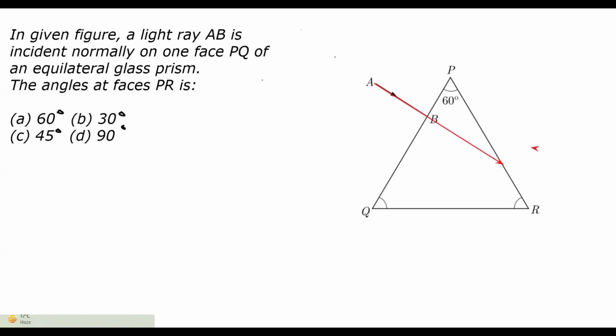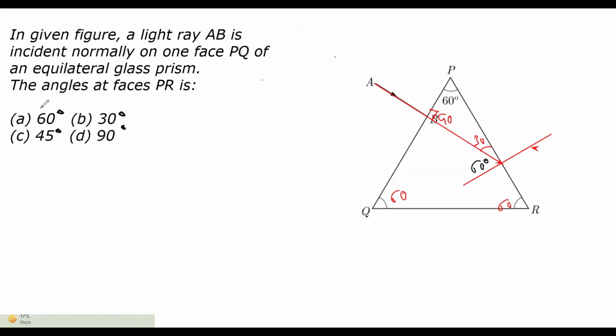And if I write down the other angles that we know, this is 60, this is 60. This is normal, that means it makes an angle of 90 degree with the face. So this is 60, 90, sorry. So this will be how much? 30. And if I make another normal over here, this being 90, this whole is 90, right? So it's going to be 60.